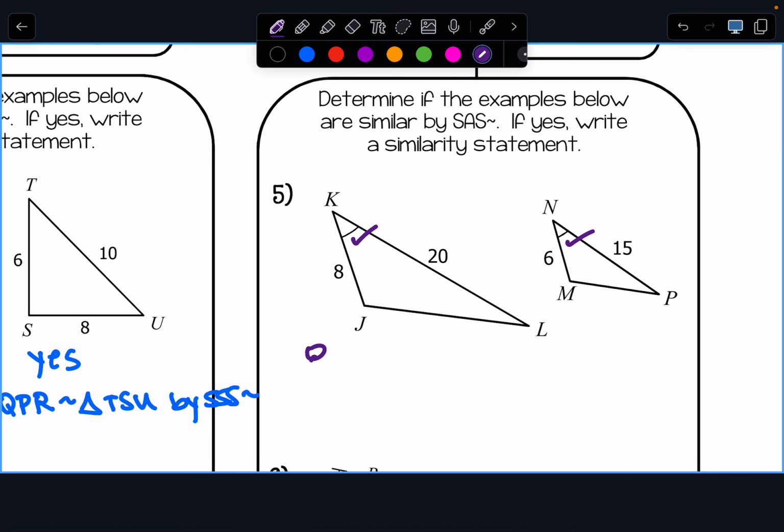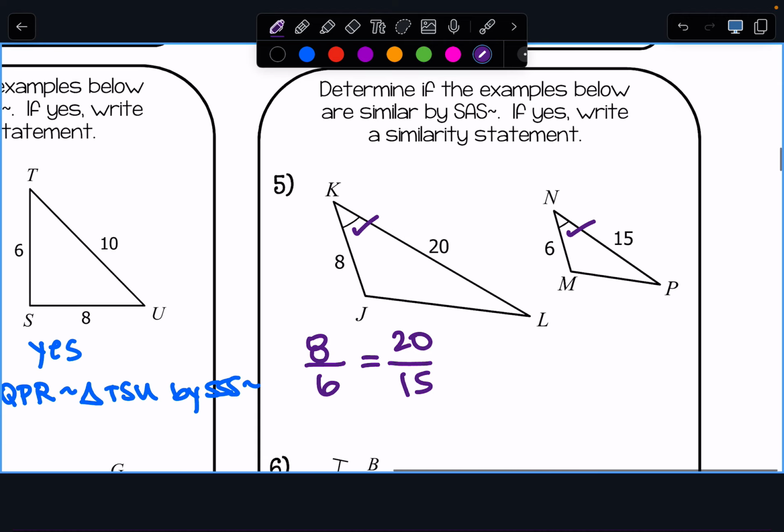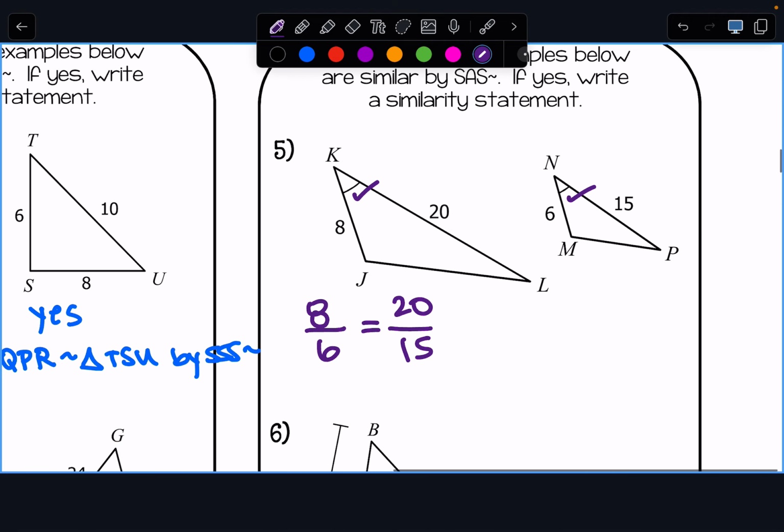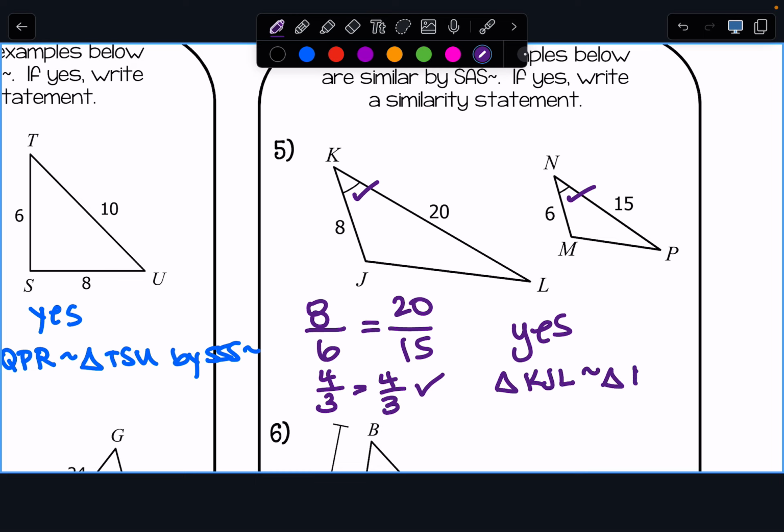Is 8/6 equivalent to 20/15? So this reduces to 4/3 and this reduces to 4/3. Yep. So we can say that triangle KJL is similar to triangle NMP by side angle side similarity. Okay.